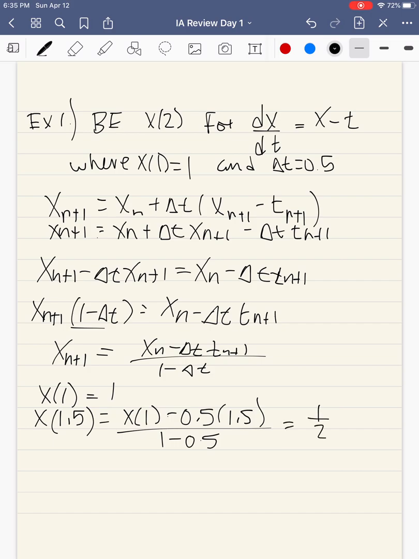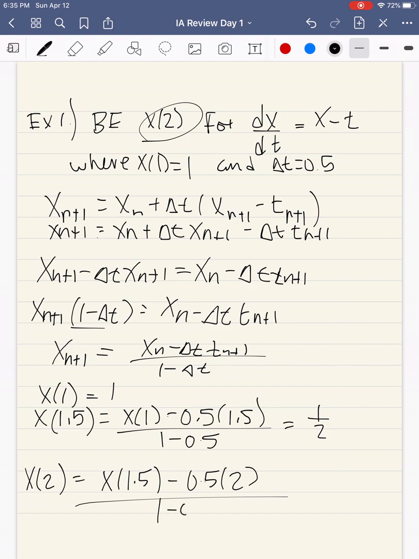And so now x of 2, which is what I am trying to find here, is going to be equal to x of 1.5 minus 0.5 times 2 over 1 minus 0.5, and that's going to give me negative 1. So I've finished here, and my approximation for x of 2 is equal to negative 1.